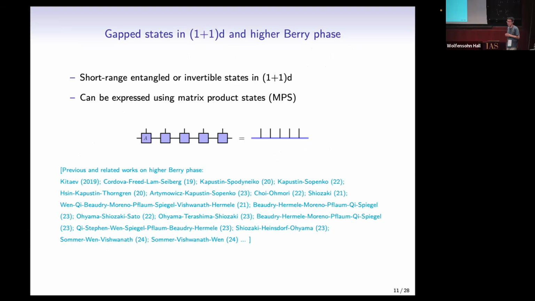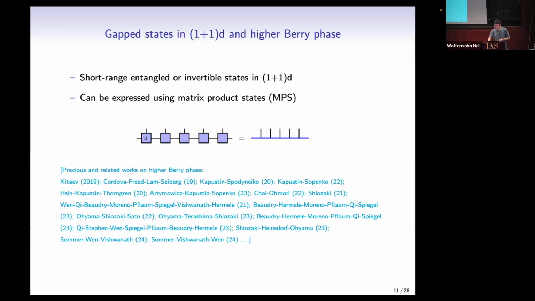this matrix product state? So the higher Berry phase, I think, appears, or at least is first mentioned, in the work of Kitaev. And then later, it has been developed a lot by a lot of people, starting, I think, from around here by Kapustin and Spodniko. But there are a lot of works accumulating now. Okay, so I will be able to mention some of them, but perhaps not all of them, unfortunately. But I will focus on the works which are related to the tensor network representation of higher Berry phase.